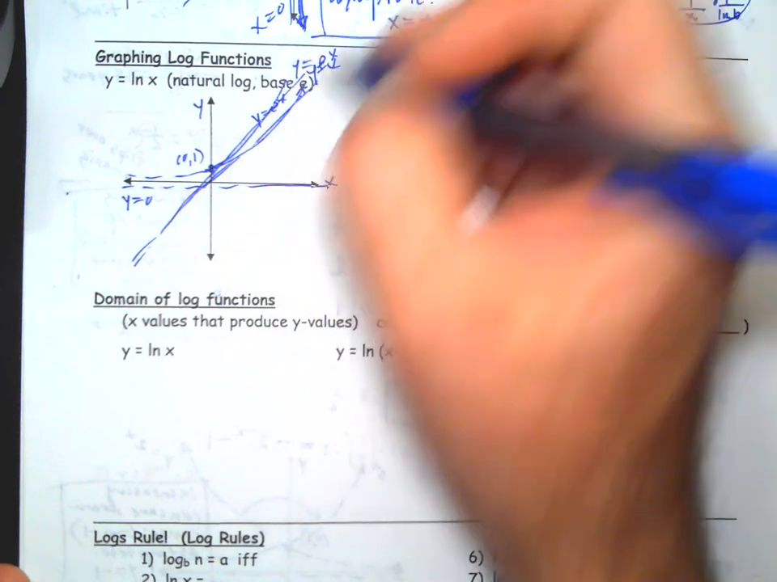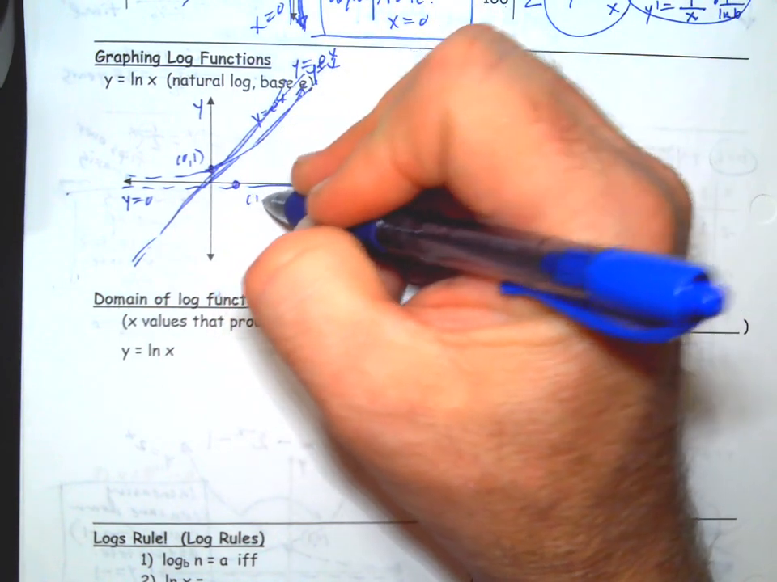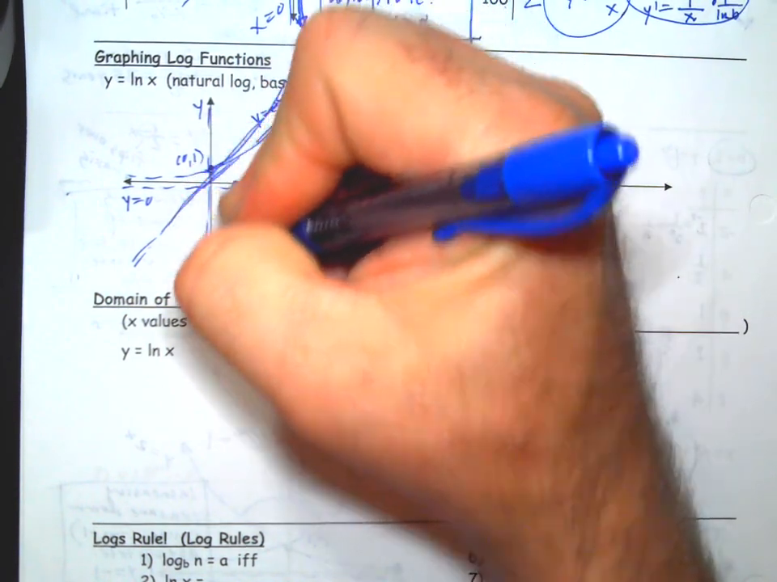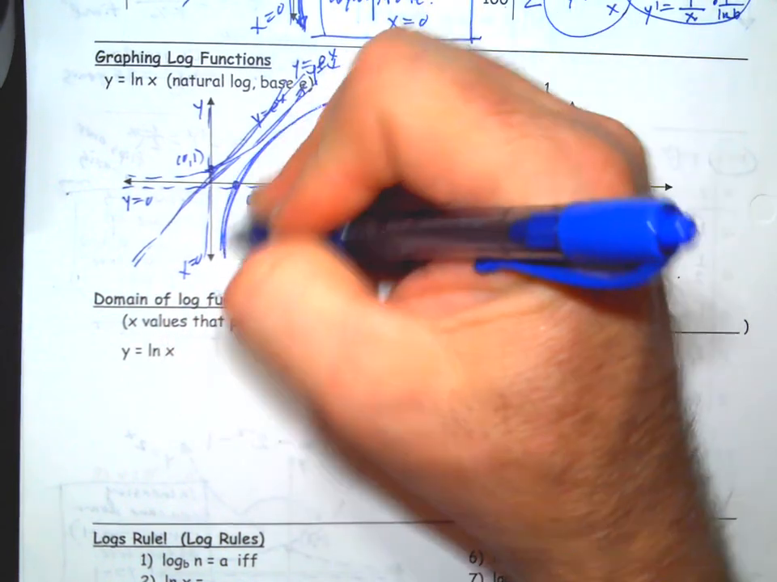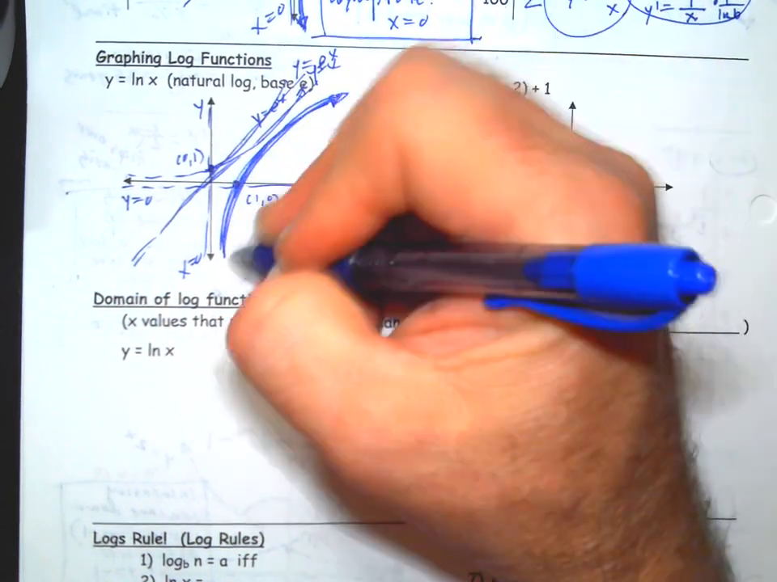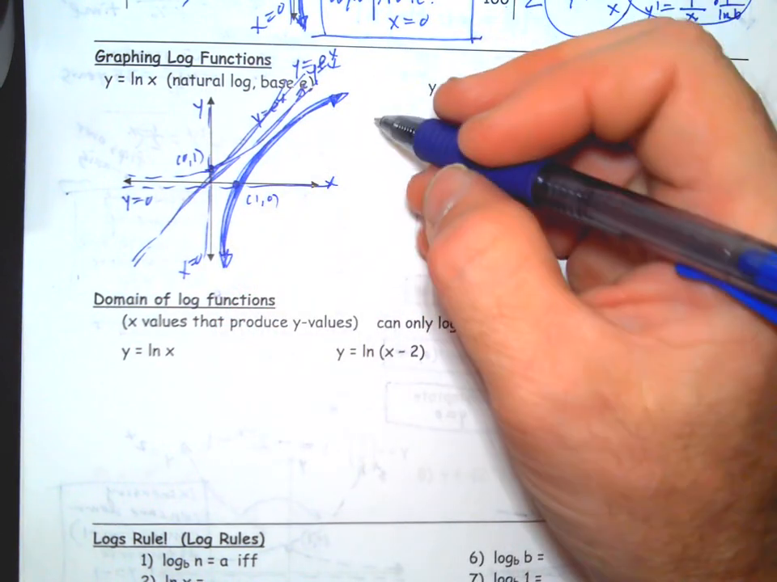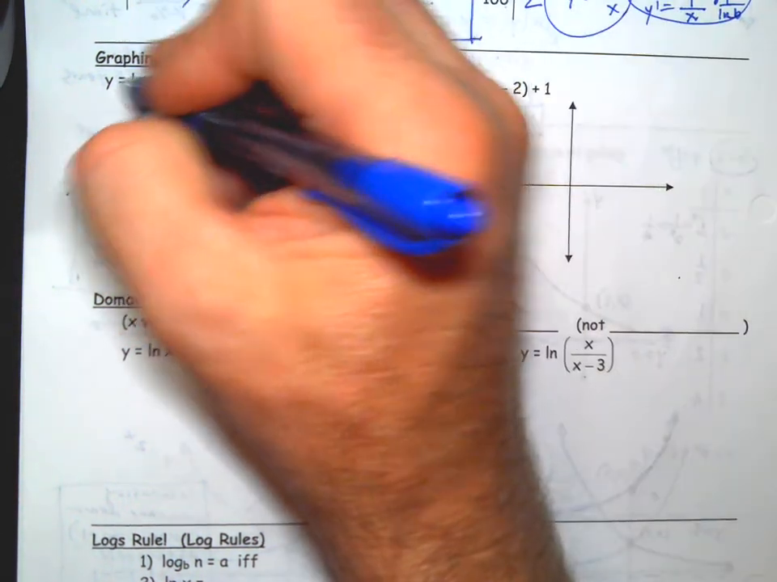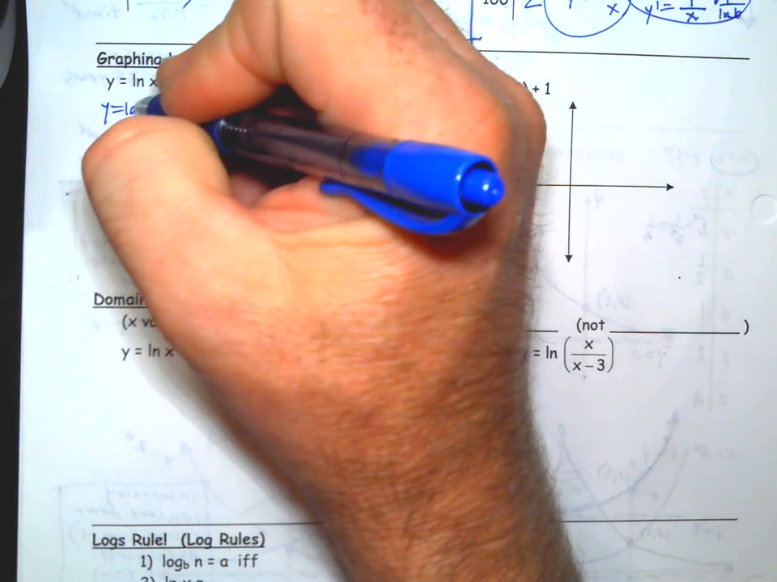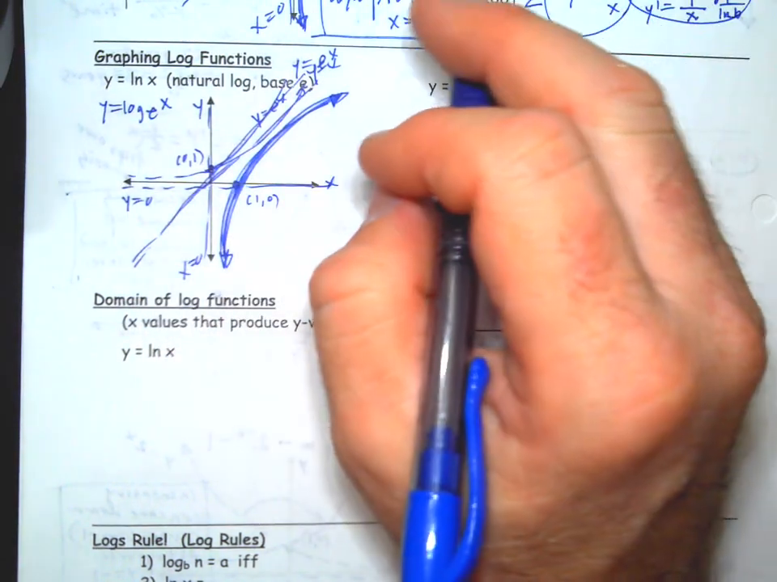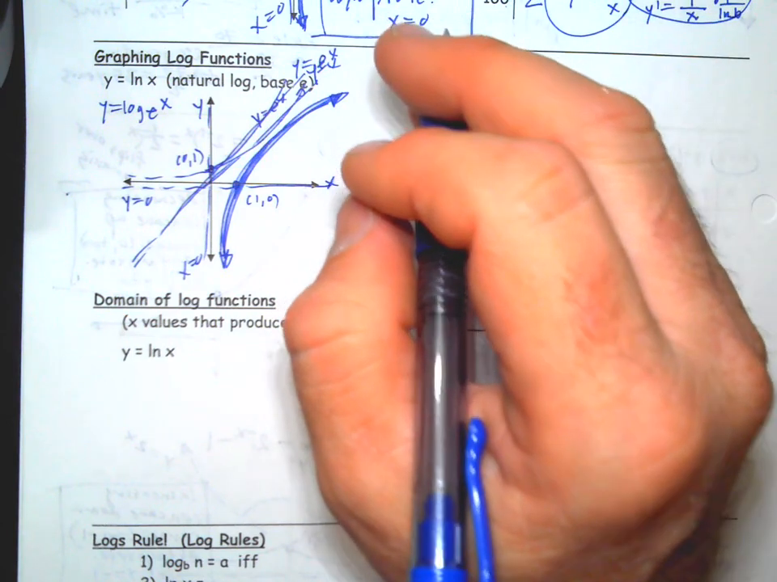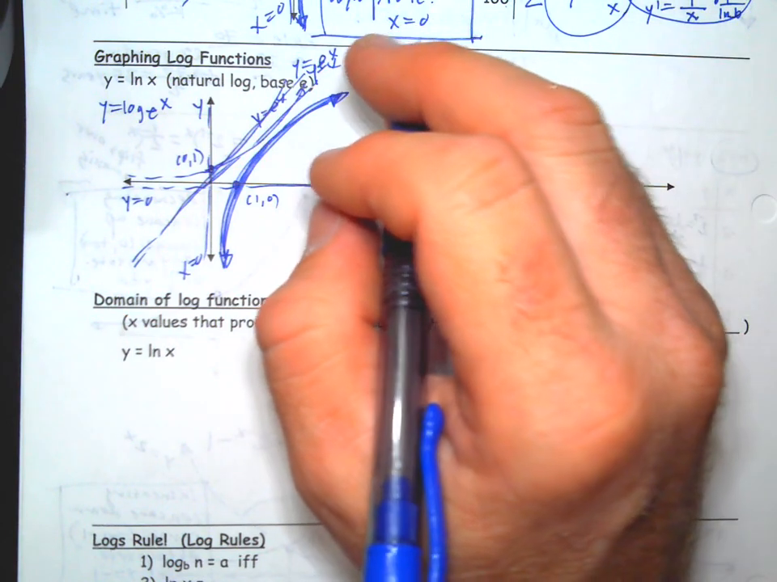I think I kind of messed this up. It should probably be a little different. So it's going to be 1, 0. It's going to have a vertical asymptote x equals 0 instead. And it's going to look like that. So that's usually the way I'm going to do it. Now, natural log, by the way, is log base e of x. It's the natural log because it has the natural number as its base.